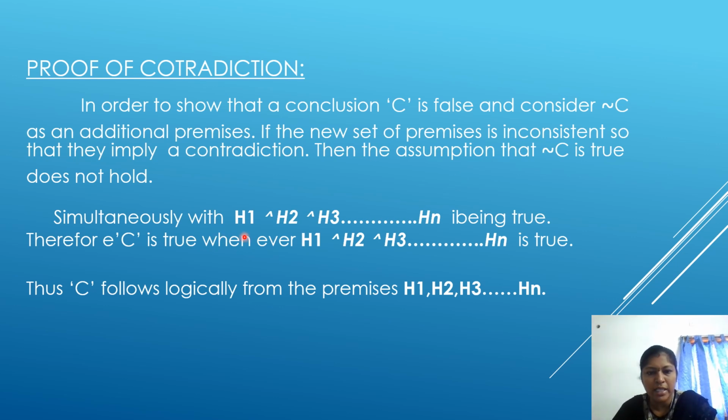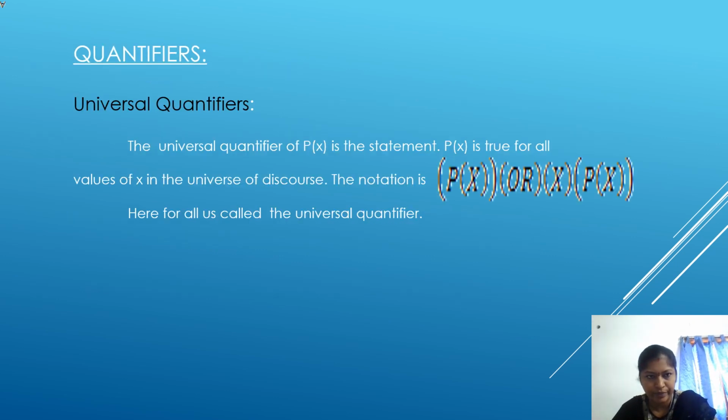Then simultaneously H1 and H2 and H3 and so on, Hn is being true, and C follows logically from the premises H1, H2 and so on, Hn. This is the proof by contradiction, because here we are assuming C is false, then we are taking negation C as the additional premise to come under the true. That's why it is the proof by contradiction.